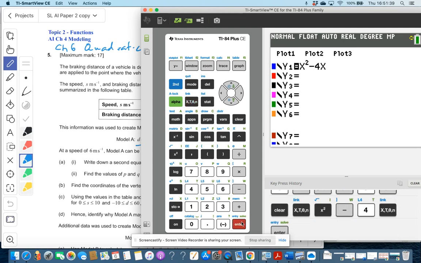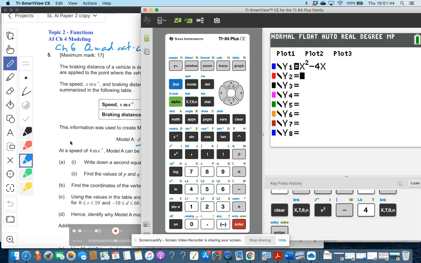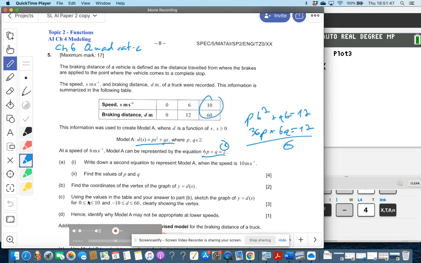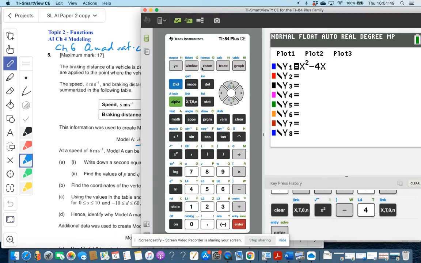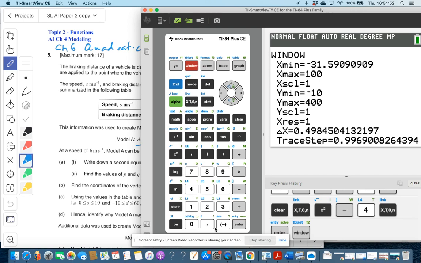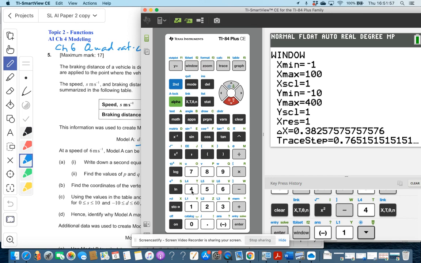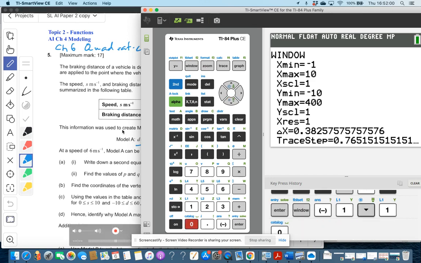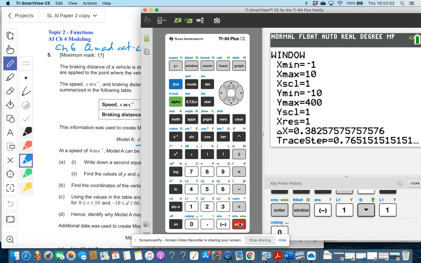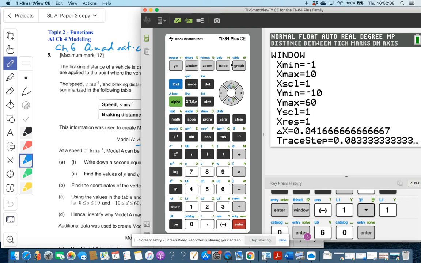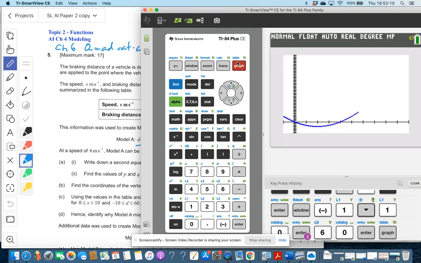Okay, that's my function for stopping distance. And then I want to set up the window the way they asked in the question. Okay, so they said 0 to 10, negative 10 to 60. 0 to 10, so I like to start at negative 1, so I see the y-axis. And negative 10 to 60 for y. Okay, those are the window settings that they require for the sketch. So it looks like this. There you go.